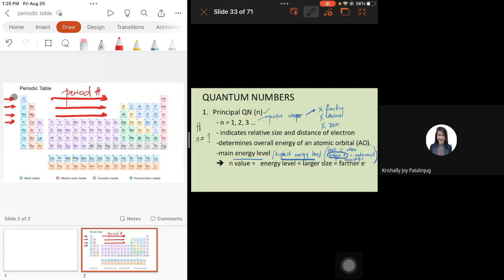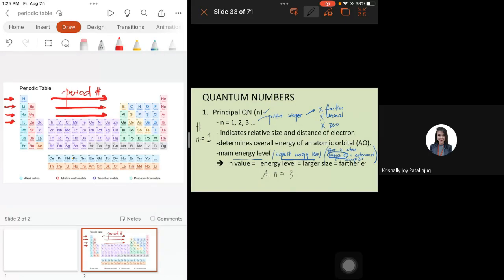Okay, what about aluminum? If you will be asked, what's the n value of the atom aluminum? Then look for aluminum, what period it resides in. Okay, it resides in period 3. So the horizontal row. That's it. Do not worry during examination.